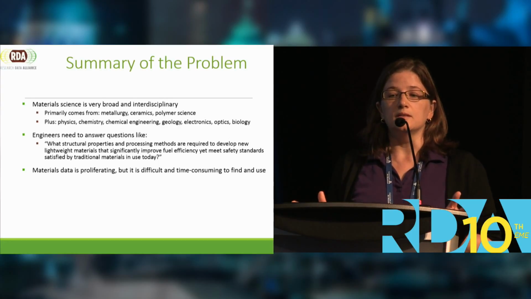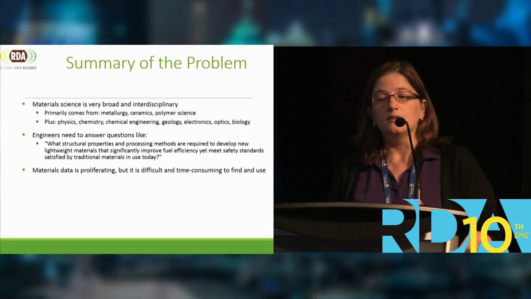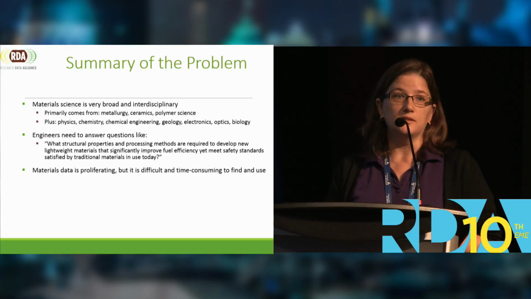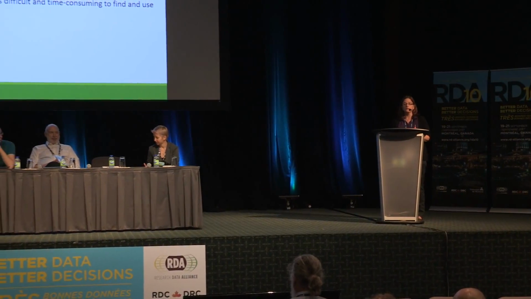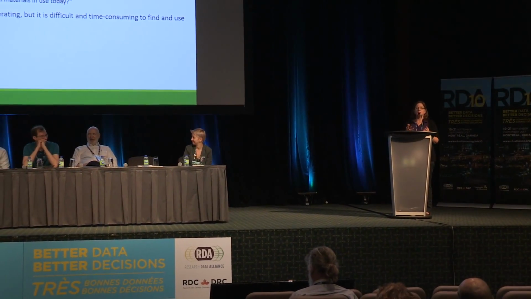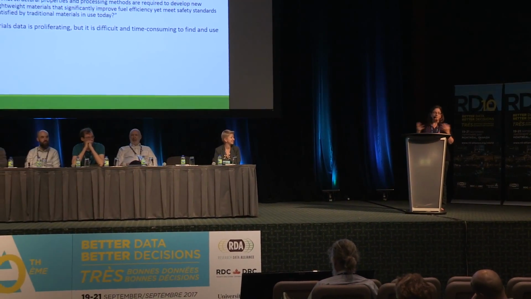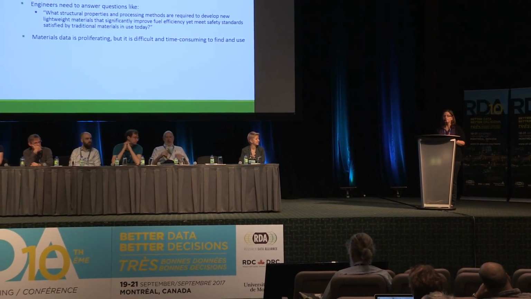So why are we doing this? Well, material science is a very broad and interdisciplinary field. It primarily comes from metallurgy, ceramics, and polymers, but it also has had a significant contribution from domains such as physics, chemistry, chemical engineering, geology, electronics, optics, biology, and pretty much everybody else in the scientific domain. And so when we talk about trying to exchange data and trying to use each other's data, this can become a really big issue for us.